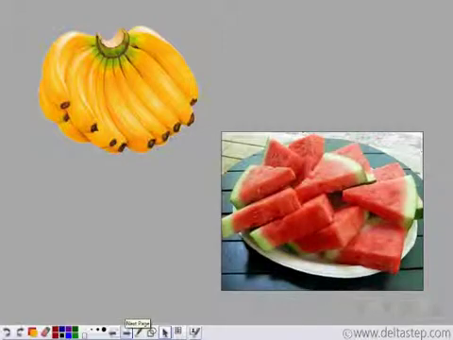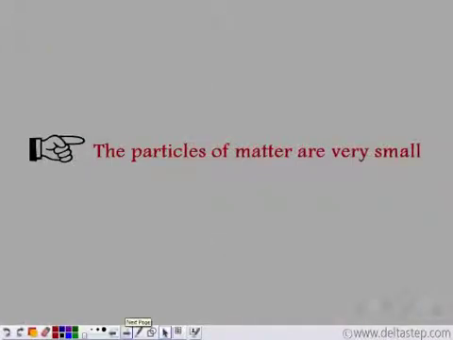This is what happens if you take a small part of this banana. If you take a very small part, it will taste the same as the original bigger banana. Is it true for a small part of a watermelon? It still tastes the same. It has the same properties of the bigger watermelon. So the particles of matter are very, very small. Even a small particle retains the properties of the original bigger part.